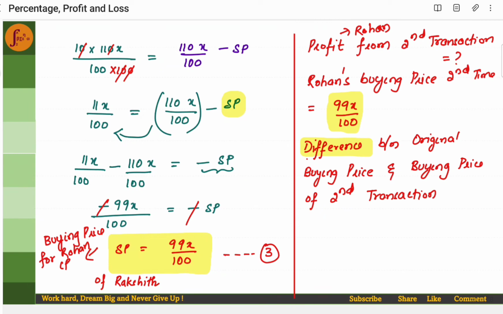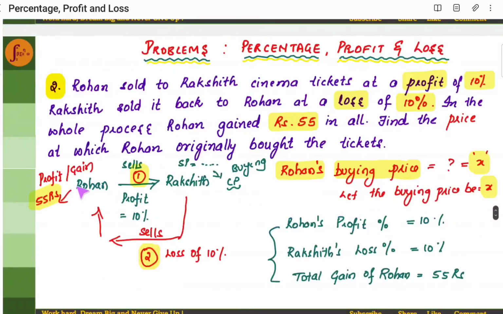Why difference? Now let's go back to that diagram. Here he has bought it originally for X. Second time Rohan is again buying from Rakshith. So let's find the difference, because that difference will tell us if it is profit or loss. Just for example, suppose Rohan bought it for 100 rupees originally and the second time he buys it for 95 rupees. Now there is a profit for him. The actual original price of the ticket is 100, but he has bought it for 95 rupees. That means there's a 5 rupees benefit for him. 5 rupees he has saved.